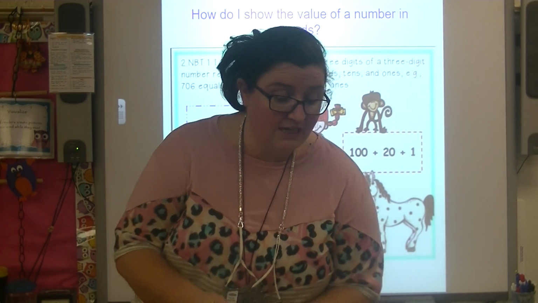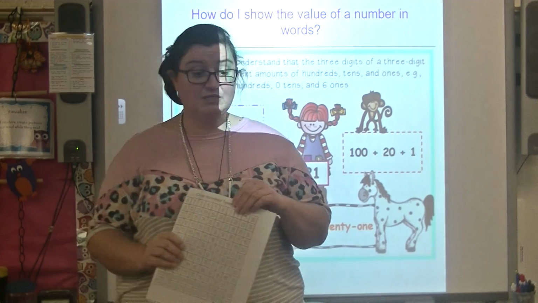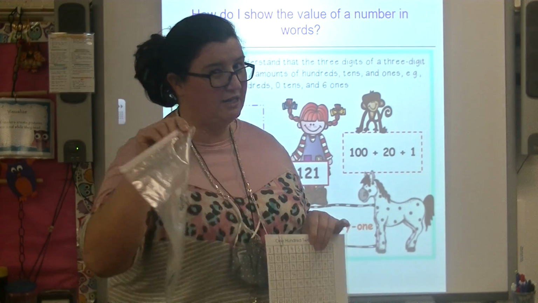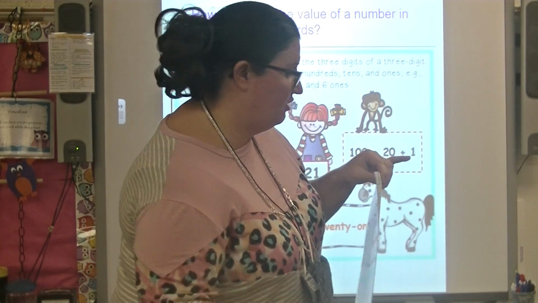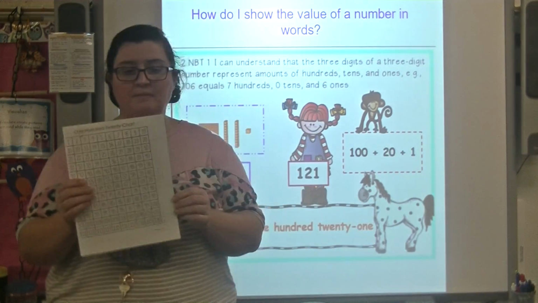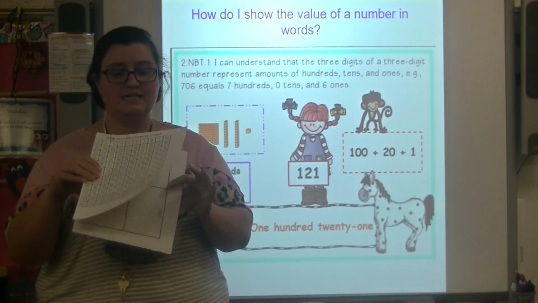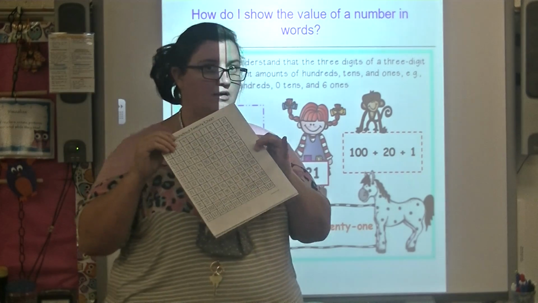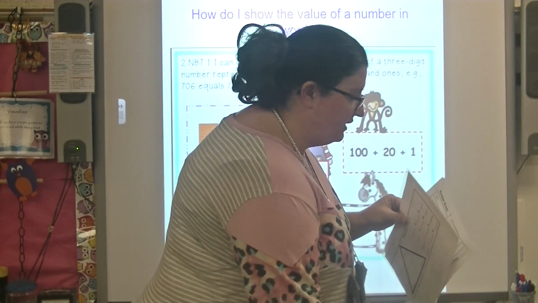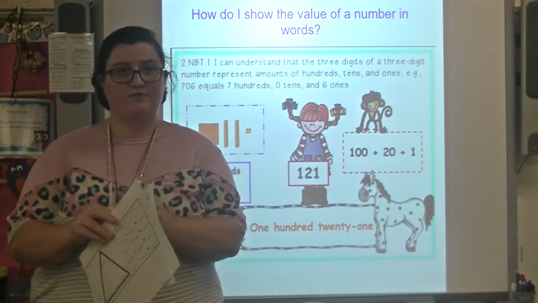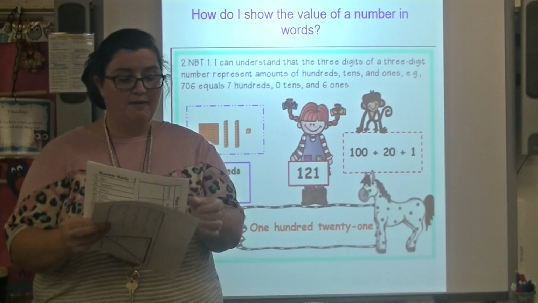All right, now in your packet, this would not go in the math tool, so it's not in the little one, but this was attached in your packet at the beginning. You had some laminated pieces and then some pieces that were not, that were clipped together. You're going to need some of these pieces for the next few weeks.